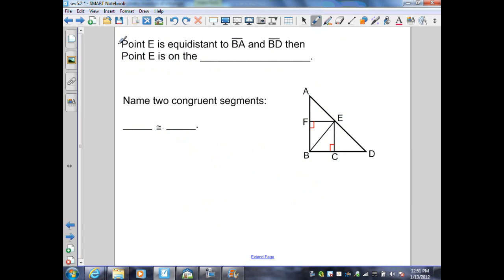On this slide, we have a statement. Point E is equidistant to segment BA and segment BD. And if point E is equidistant to the sides of the angle, then point E must lie on the angle bisector. So point E is equidistant to segment BA and BD, then point E is on the angle bisector.